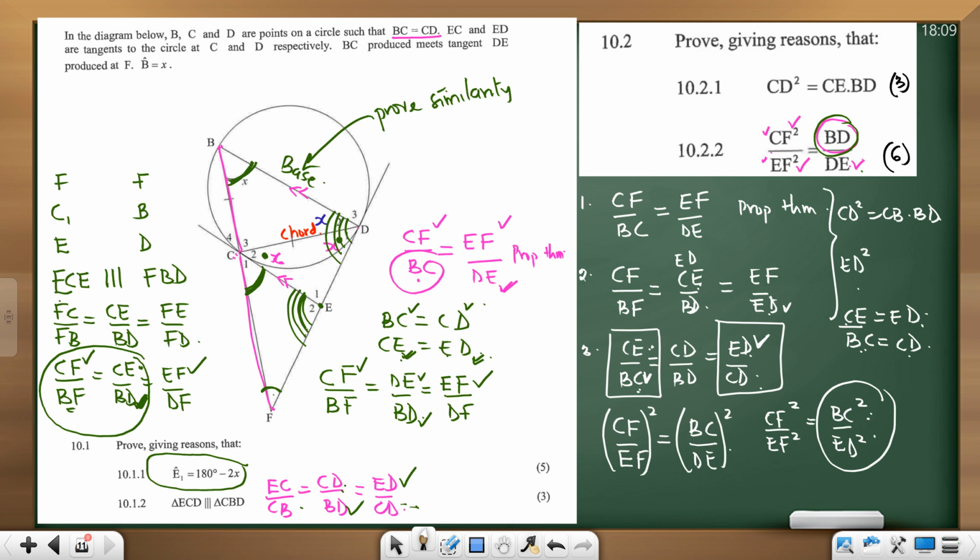Don't worry, guys, I'll find you. ED squared equals to what? EF multiplied by BD. Okay, EF. Now I'm moving away from the answer. EF multiplied by what? BD. I'm moving away from the answer. My left hand side is fine. It is my right hand side.